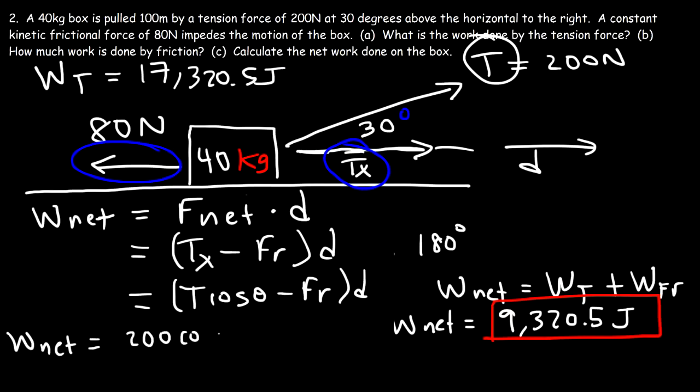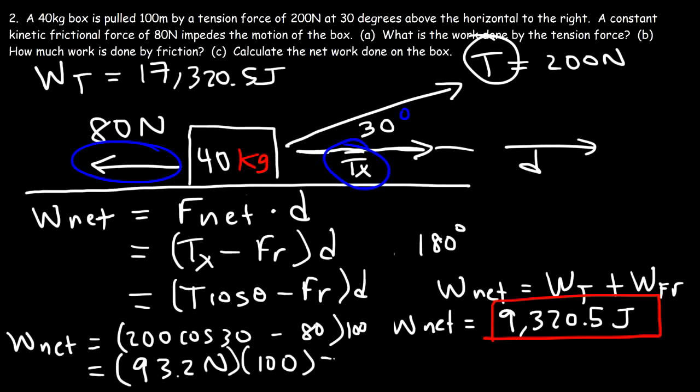So the net work should be 200 cosine 30 minus the frictional force of 80, times 100. So 200 cosine 30, that's 173.2. That's the horizontal component of the tension force. And so we need to subtract 80, the frictional force. So the net force in the x direction is 93.2 newtons. And then if we multiply that by 100, that's going to give us the net work that's done on the block, which is 9,320.5.